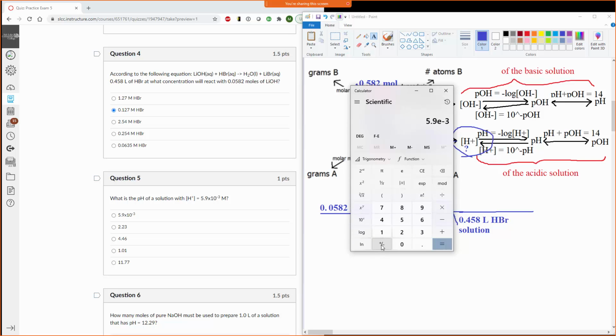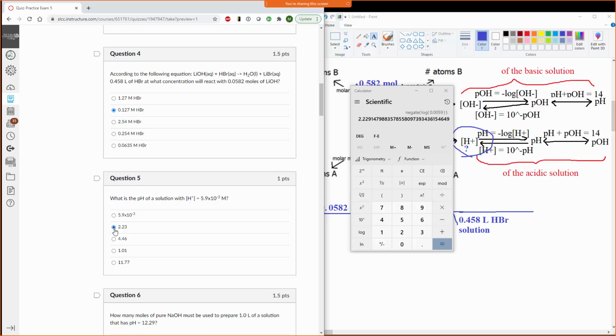And I really sincerely hope you've all practiced doing these with your calculators. Every calculator is different. All right, so I'm going to take the minus log of that, which for this calculator says I'm going to take the log of it and then the minus of that. And that gives me a pH of 2.23. Just what Sarah got. Perfect. Any questions on that one?